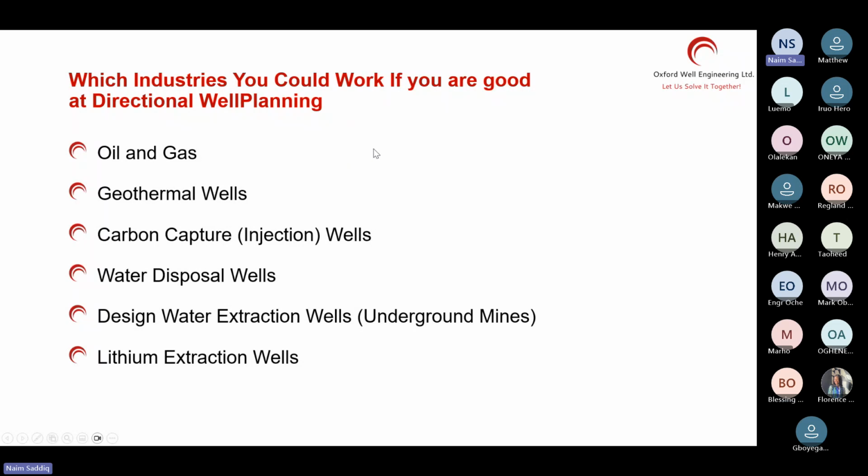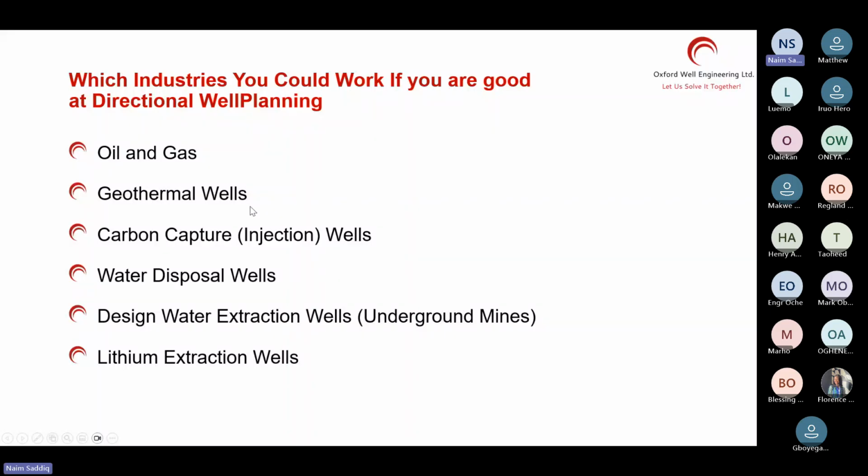They have been drilling 600 wells every year. And about the geothermal wells, in the European Union and in a lot of countries, Kenya, Uganda, and other places, Turkey, America, Canada, they are drilling a lot of geothermal wells.